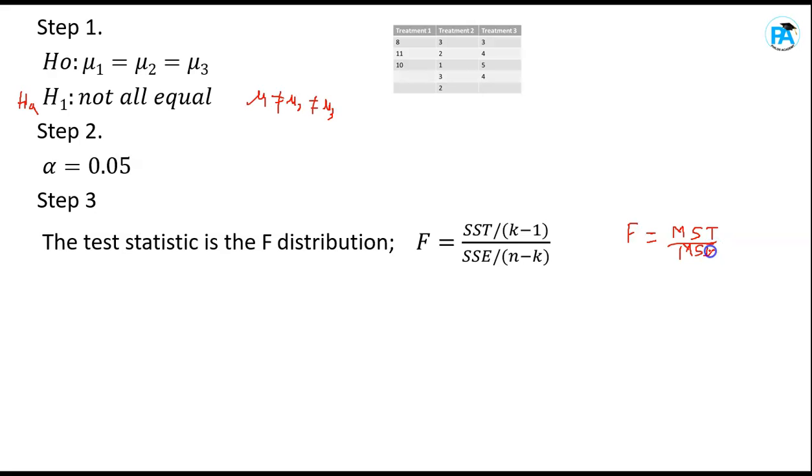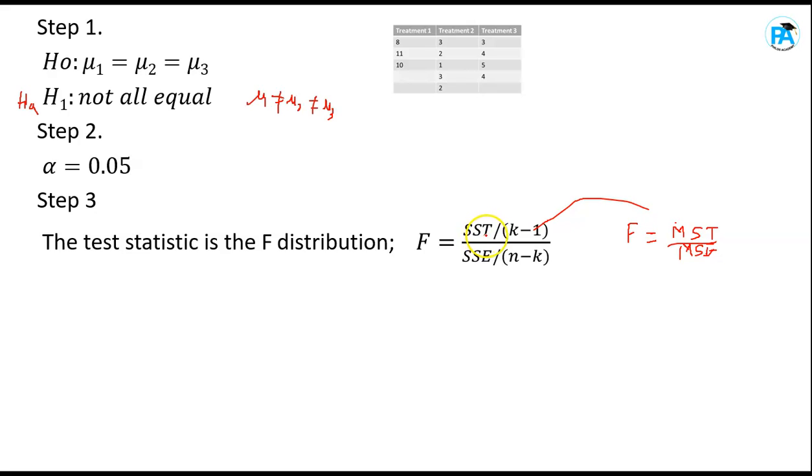What I want you to know is that MST is equal to SST divided by K minus 1, and MSE is equal to SSE divided by N minus K, okay? Please, it depends on the method you're using. We have different methods for doing this, which I have videos for. You can watch them later after this, okay? There is one particular one where I use SSA over C minus 1 divided by SSW over N minus C. Okay, we have different ways of writing them.